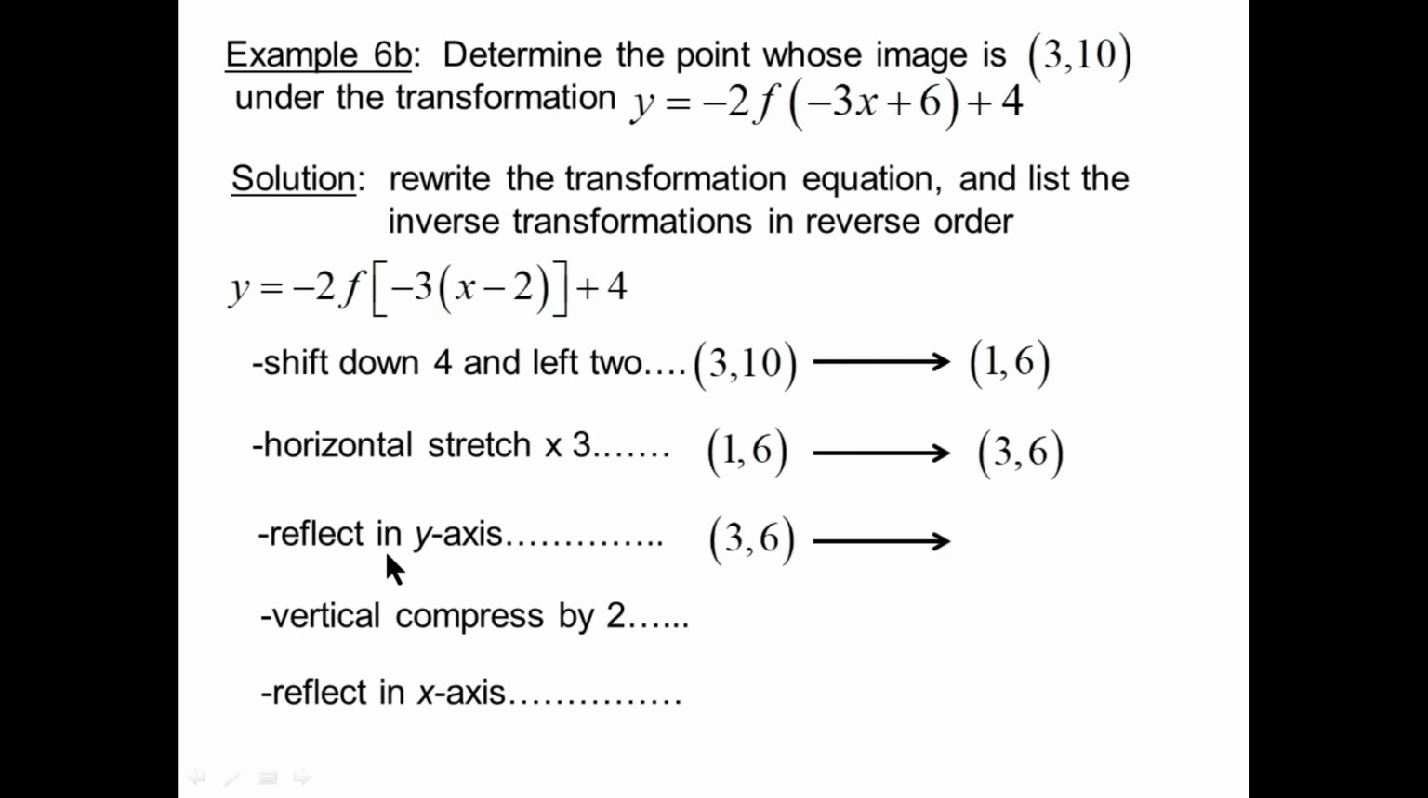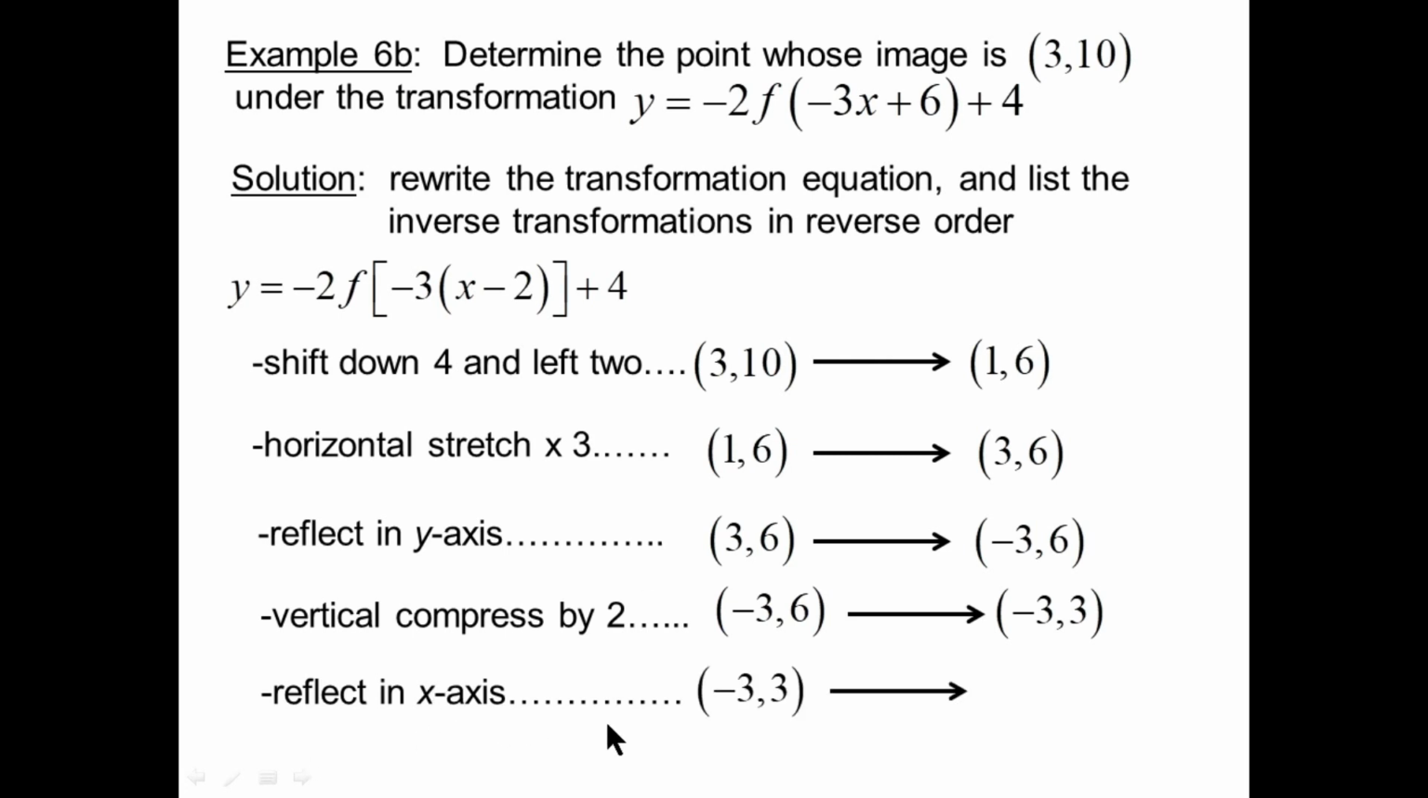Bring it over here and apply reflection in the y-axis, replace x with negative x. Bring it over here and apply vertical compress by 2, which means take the y value and divide by 2. And we get (-3, 3). Bring it back and apply a reflection in the x-axis, which means replace y with negative y. And we have our original point, the result of pulling back this image through these transformations: (-3, -3).